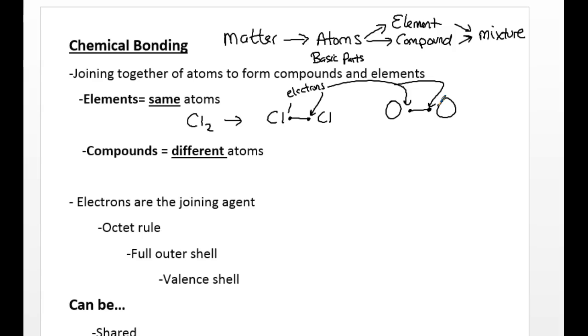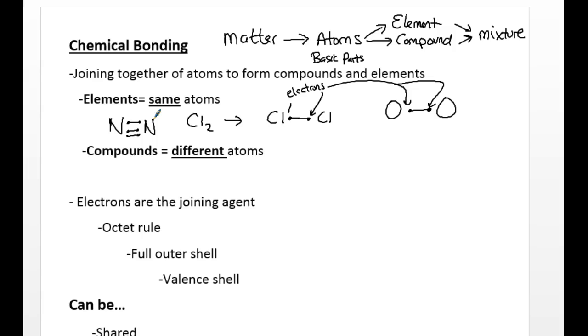But if they're the same, no matter what they are, chlorine, oxygen, nitrogen could be this way as well. Nitrogen would actually be a triple, I think, if I'm correct. Could be wrong on that, but yeah, something like that, a double, triple. Off the top of my head, I'm not sure, but we'll check on that later. But the same atom gives us elements.